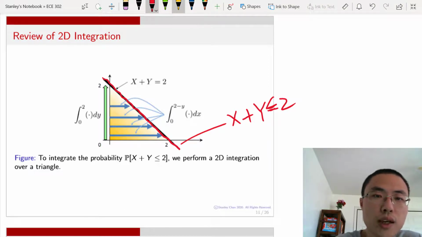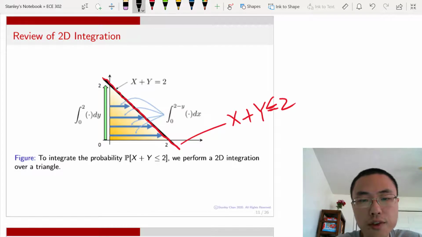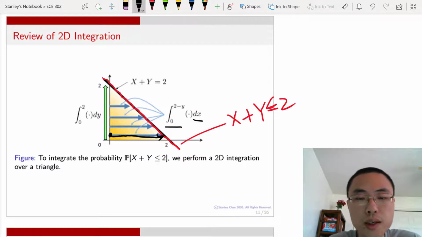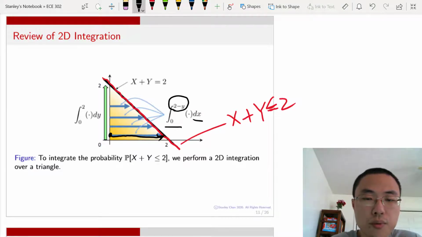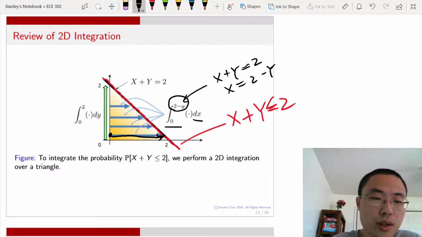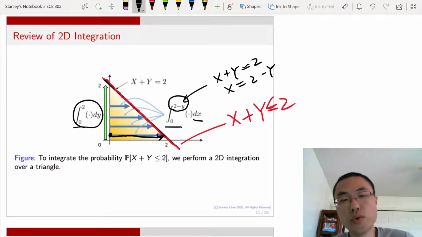And then I want to do the calculation for this area. So I want to integrate. I want to start with x first. So I have integration of x. And then the line has to go from 0 all the way until I hit the red line. Okay, and therefore the maximum value I will be getting is 2 minus y. The 2 minus y comes from the fact that x plus y equals 2, and so x equals 2 minus y. And then I need to do the outer integration. The outer integration is integrating from 0 to 2 over the y's.